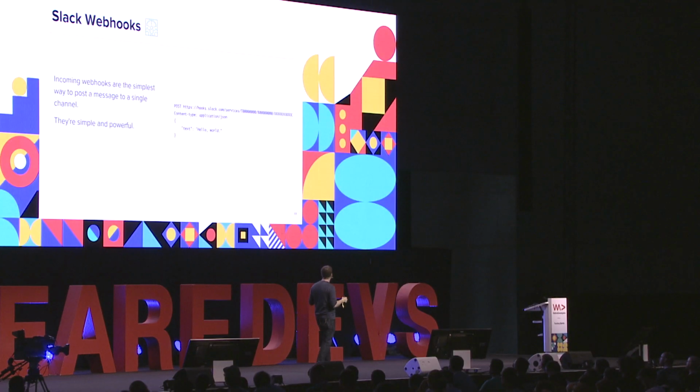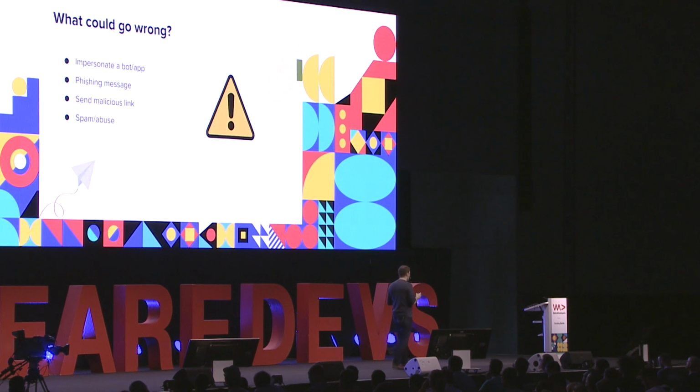So I talked a bit about webhooks. Incoming webhooks are the simplest and most powerful way to post a message to a channel. So really easy. You can do a post request. You can do just curl and say, hey, send this in. Powerful, simple, straightforward. But what could go wrong here?